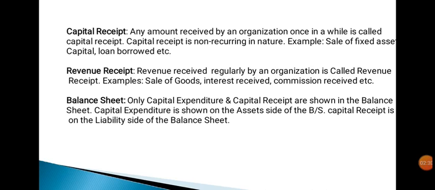Only capital expenditure and capital receipt are shown in the balance sheet. Capital expenditure is shown on the asset side of the balance sheet, and capital receipt is shown on the liability side of the balance sheet. To be short, only capital items must be shown in the balance sheet.